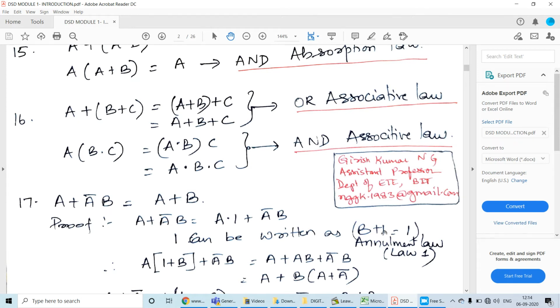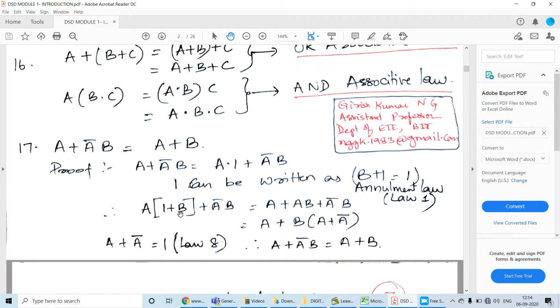Now can I write 1 as B plus 1? It is A plus 1 equals 1. Similarly B plus 1 is also equal to 1. So I will replace this 1 with B plus 1. So it is nothing but A into (1 plus B) plus A bar B. Now I will multiply this A with 1 plus B. I get A plus AB plus A bar B.